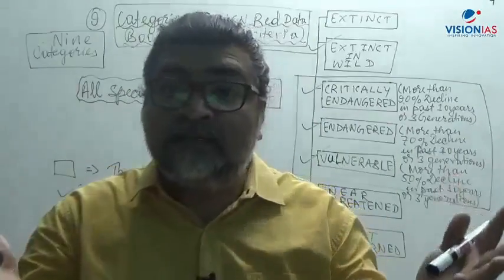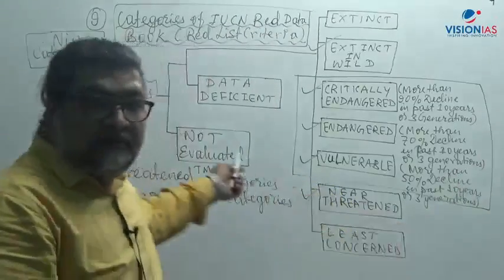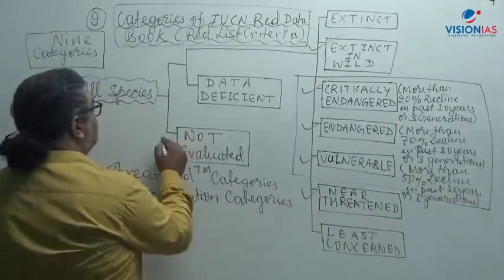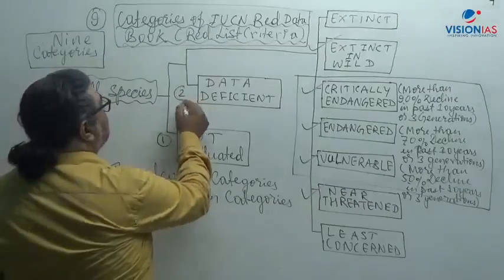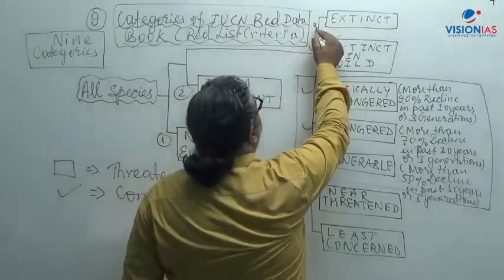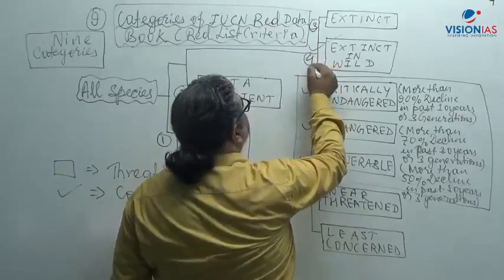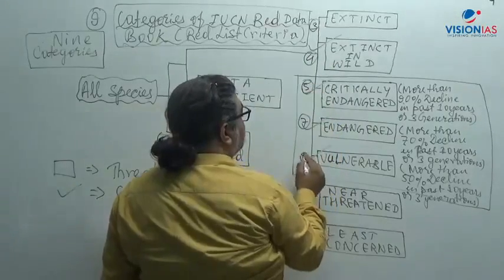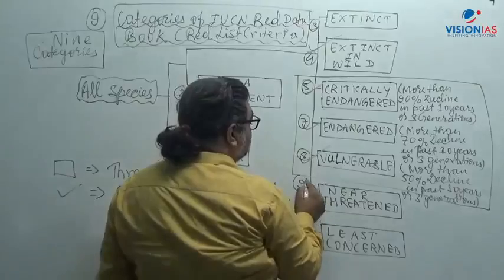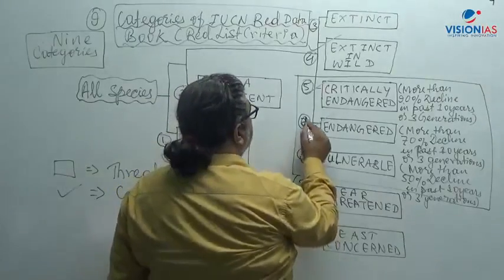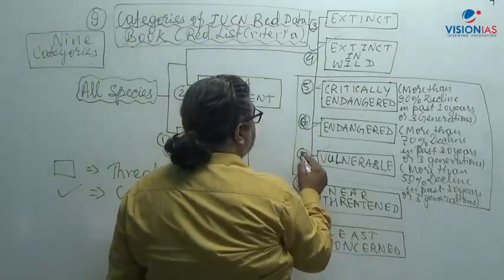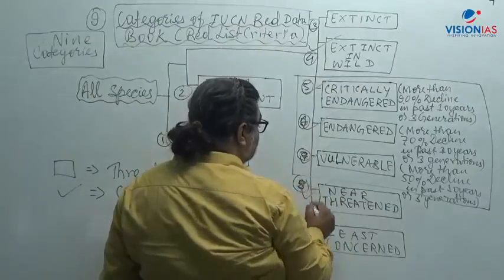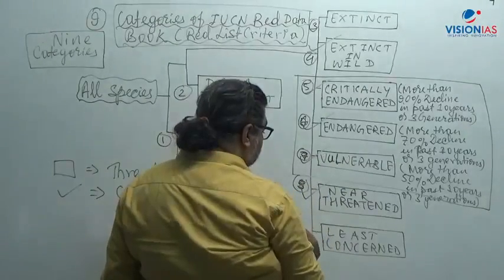Abhishek Tiwari, Mr. Tiwari, how many categories are there? Let me do the counting here. Not evaluated, data deficient, extinct, extinct in wild, critically endangered, vulnerable, then you have here near threatened. How many are there?